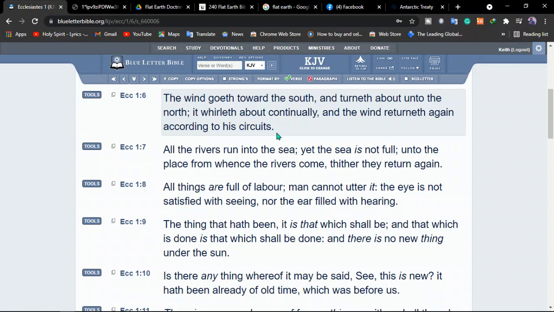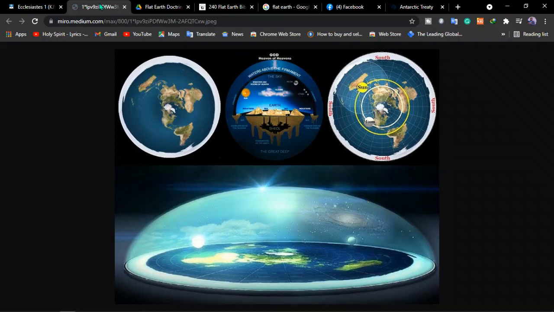This is science. The wind goes towards the south and turneth about to the north, and it wheeleth around continually, and the wind returneth again unto his circuits. Are you seeing this one? The wind is going like this.